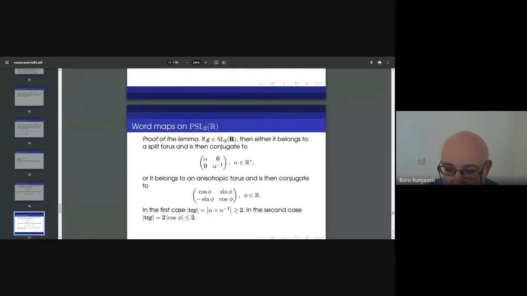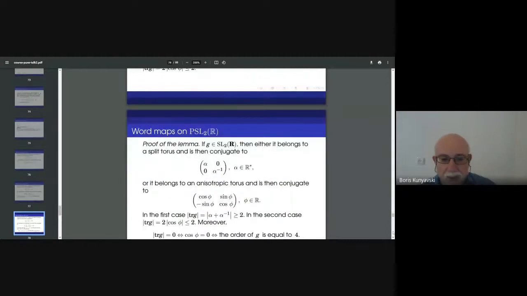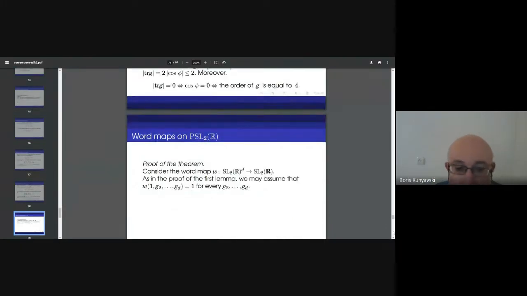It's an elementary observation. And moreover, when can we get 0? When cosine is 0, and in this case, sine is 1. So it's (0, 1; -1, 0). It's an element of order 4. So they prove the second lemma. How do we finish the proof?